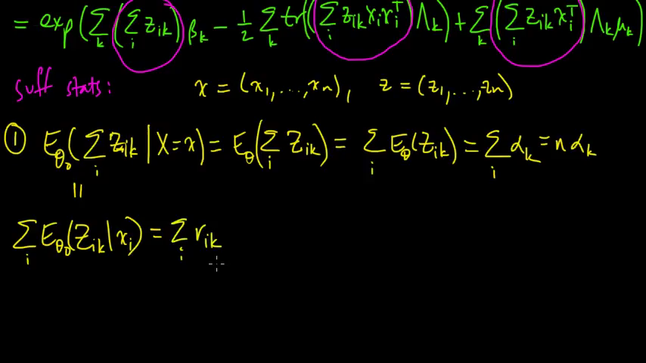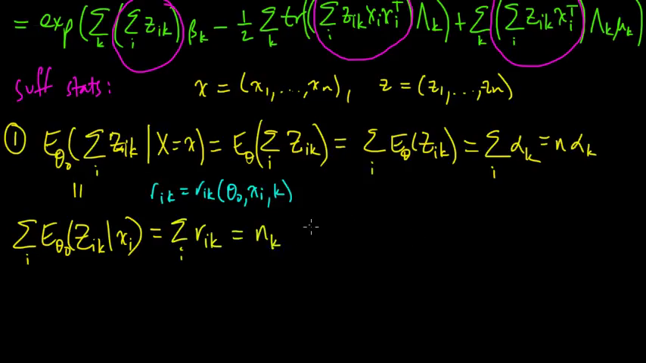This is actually a function of xi, and so maybe I'll write rik is a function of theta 0, xi, and k. But let's just abbreviate it by rik. All right, so we can compute that. We get those numbers. And let's call this sum n sub k, because it doesn't depend on i.